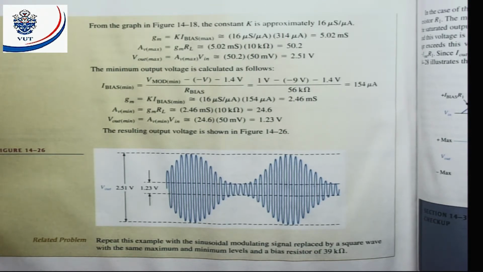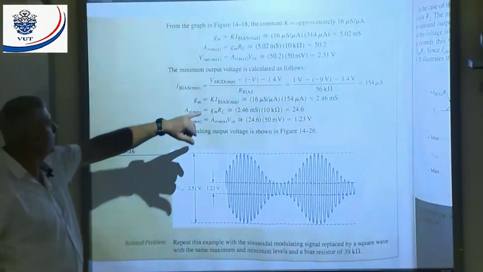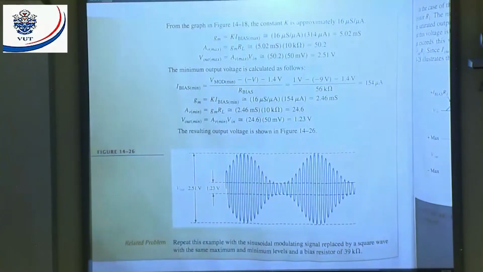Then we must go and do exactly the same for the minimum value. The minimum value is V modulating minimum minus V minus 1.4. Now the minimum voltage, if you remember, was 1 volt positive. So 1 minus 9 minus 1.4, divided by the 56 kilo ohms, will give me 154 microamps. All right. Now I calculate GM for that bias current, and that will give me 2.46 millisiemens. Then I can calculate AV minimum, it's GM times RL. That will give me a gain of 24.6, and then I can calculate V out minimum, and that will give me 1.23 volts.